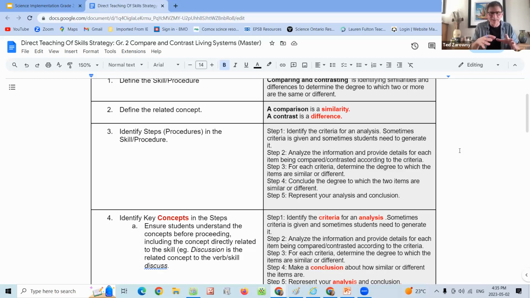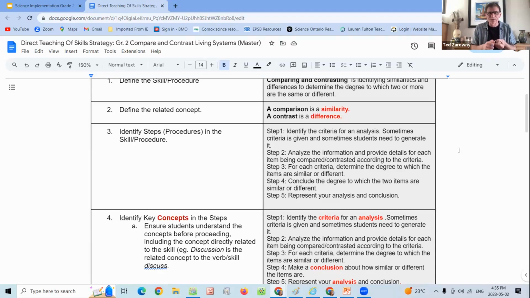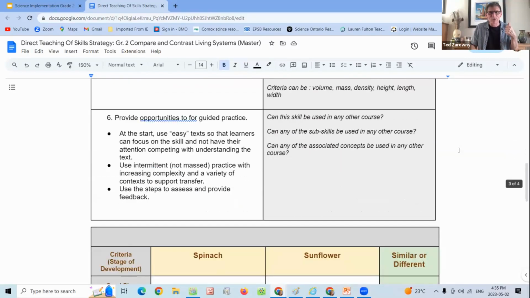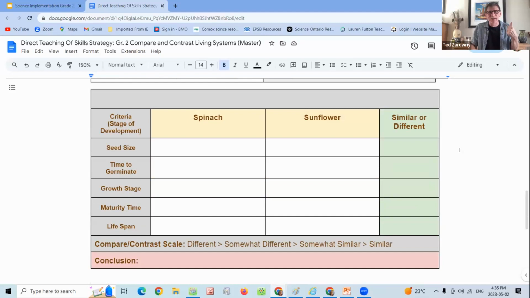So if I analyze this book, you can see it's got a square shape, it's got a certain thickness and so on. That's number one. I'm going to have you scroll down to the bottom, Chris, because there is a bit of a chart which will help me explain. After you identify your criteria on the left, then you go ahead and analyze it. If we were comparing the growing stages of spinach and sunflower, our criteria might be seed size, time to germinate, growth stage, maturity time, and lifespan.